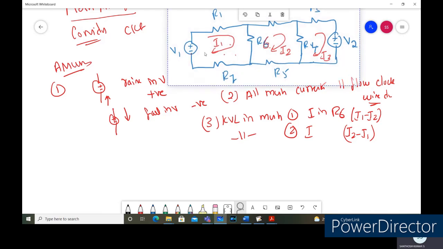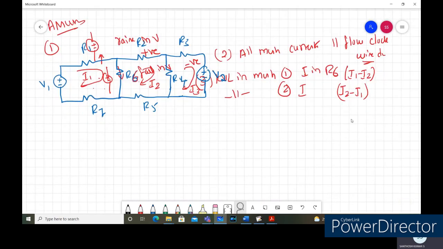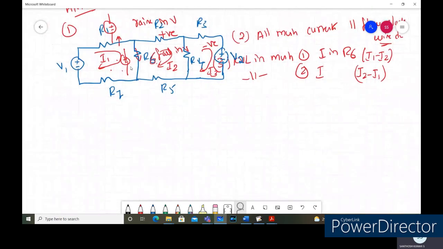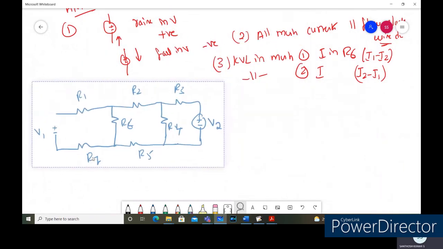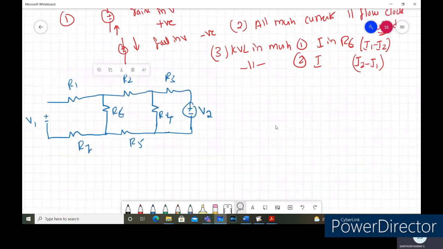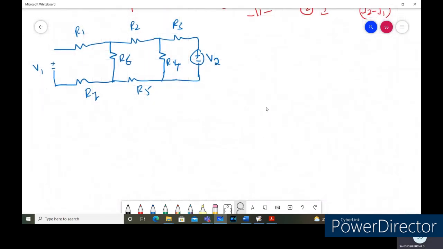This part of the network we'll consider. I am going to move it here in order to apply the Kirchhoff's voltage law, and later I will place it back there. So first, for applying the KVL, I'm going to consider the network here. Here the voltage source is there, so we'll consider the voltage source here.